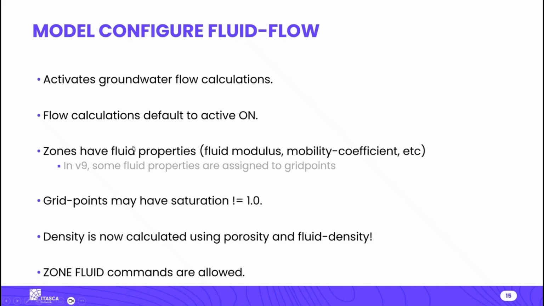Okay, so you set the fluid properties on the zones. The grid points have a saturation. The grid points have a pore pressure, as already mentioned. Grid points also have a saturation, which may be something less than 1. When you turn on the fluid flow, you don't have to do this crazy business about trying to work out by hand what the wet density is, because you're actually specifying a porosity. And because the grid points have saturation, it will work out the change in density for you. You don't need to go and do it by hand.